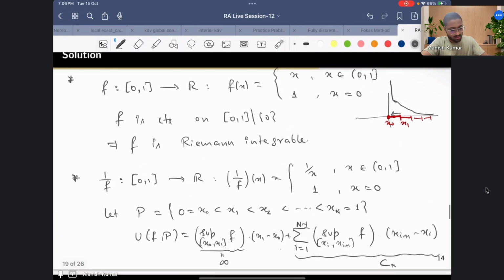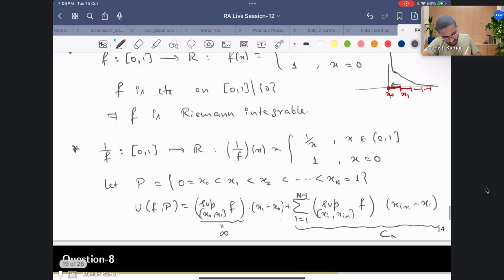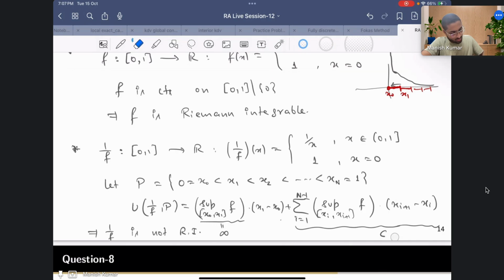So this tells you that f is not, sorry, 1 by f, this is 1 by f. This tells you that 1 by f is not integrable. So your idea was correct, that you have to do something which blows up, which is unbounded basically, right? Okay, I hope this is correct. Is this fine?